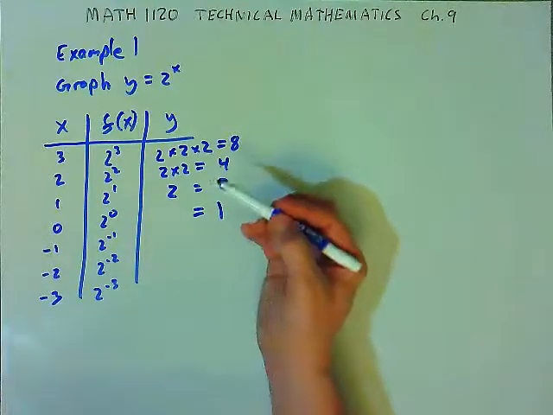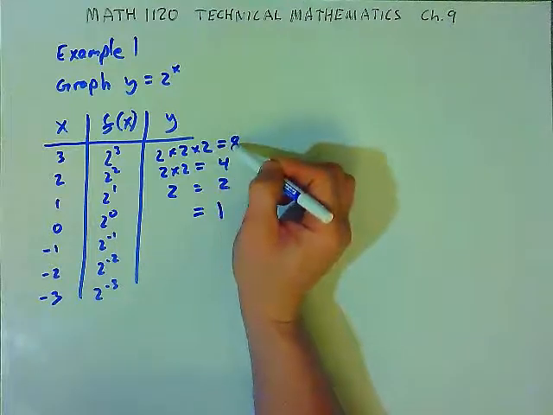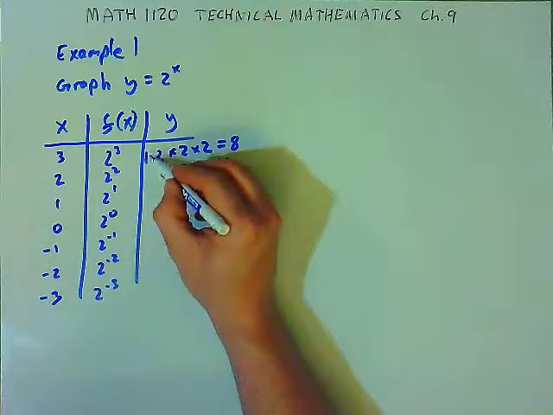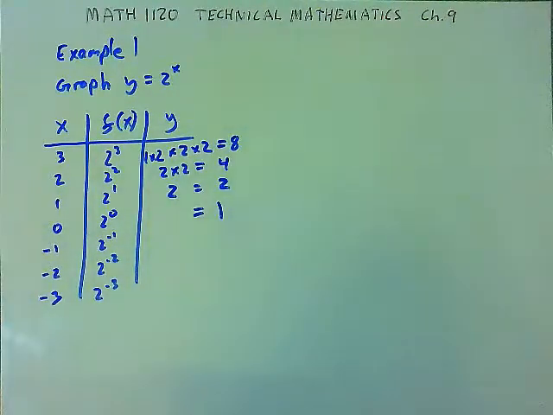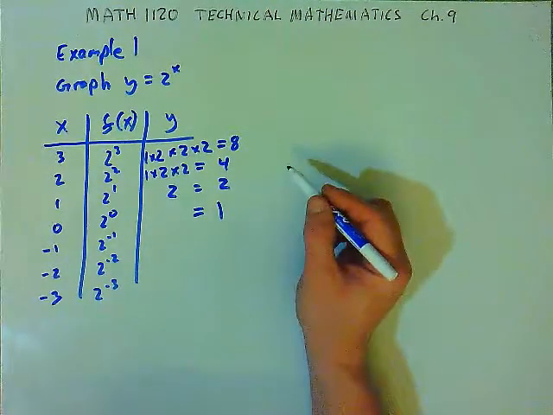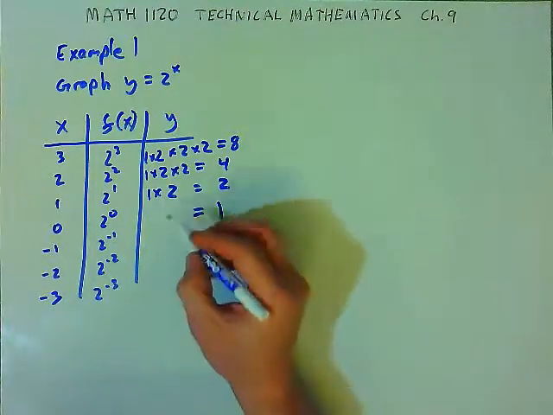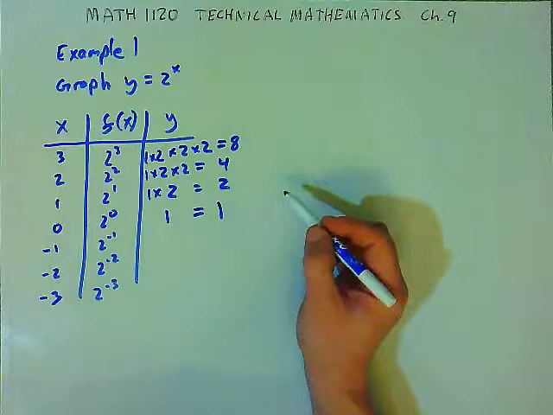And so let's see why that is. Well, if 2 to the third is 2 times 2 times 2, which is 8, it wouldn't make any difference if I put 1 times 2 times 2 times 2. I would still get 8. And it wouldn't make any difference if I put 1 times here. 1 times 2 times 2 is still 4. 1 times 2 is still 2. And 1 is just equal to 1. And so look at the pattern.